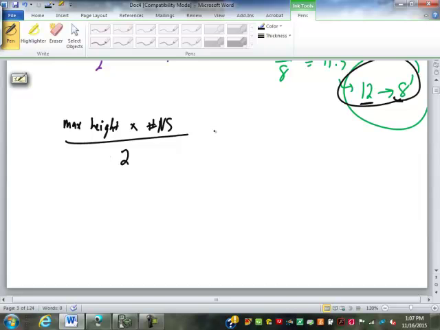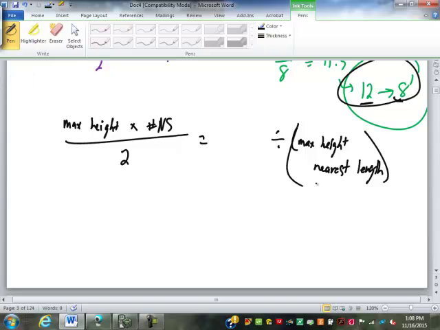And then you took that result, divided by your max height. Now notice I put max height nearest length. So if that was 7'2" was your max height, you're still gonna need an 8-footer. If that was 6'3", you're gonna probably round up to a 7-footer if you can get 7-footers.